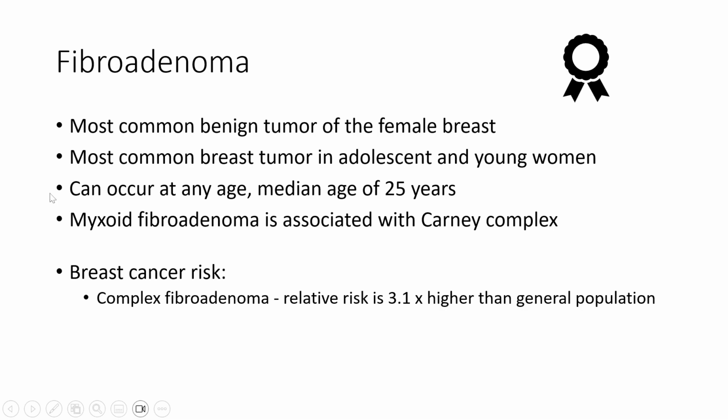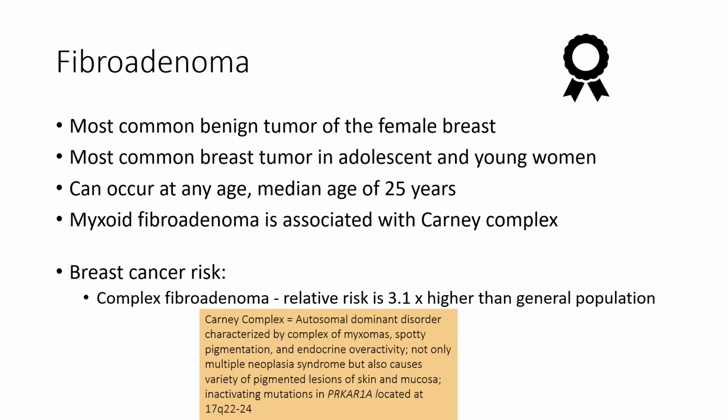Fibroadenoma is the most common breast tumor also in adolescent and young females, and the median age is 25 years old. Myxoid fibroadenoma is associated with Carney complex. What is Carney complex? That is the PRKAR1A gene inactivating mutation, including all of these phenotypes. Usually fibroadenoma is totally benign and does not increase breast carcinoma risk, but when you have complex fibroadenoma, it will relatively increase the risk, about 3.1 times that of the general population.